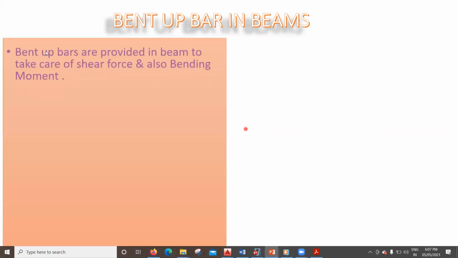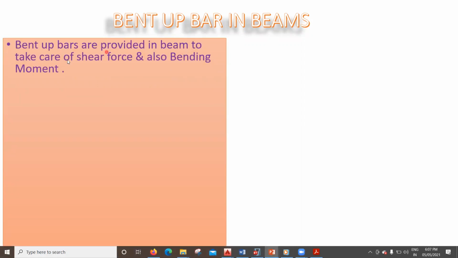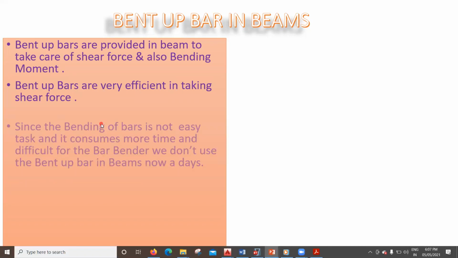Bent up bars are provided in beams to take care of the shear force and the bending moment. We know that whenever we put up a beam, it is subject to a bending moment and also to shear force, right? The second point is that bent up bars are very efficient in taking the shear force. Whatever bent up bars we provide, they are very efficient in taking the shear force.